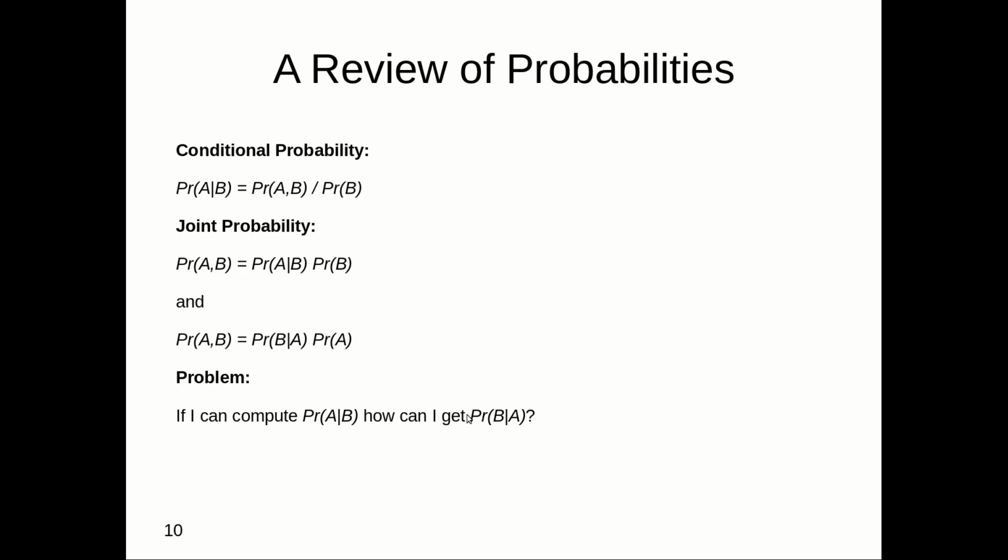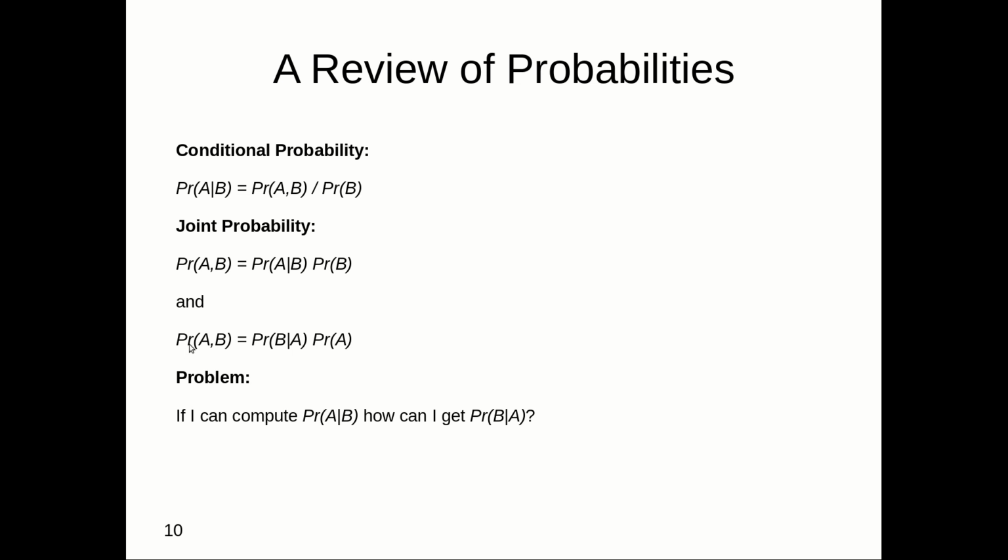Okay, so here is a summary again. The conditional probability of A given B is the joint probability of A and B divided by the marginal probability of B. The joint probability of observing A and B is the conditional probability of observing A given B multiplied with the marginal probability of B. And we can also write that the other way around.